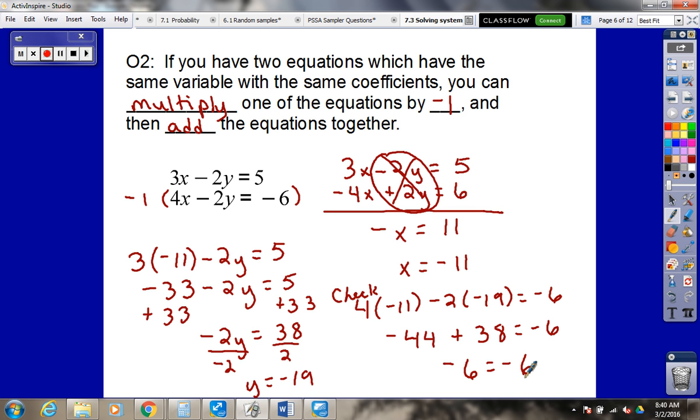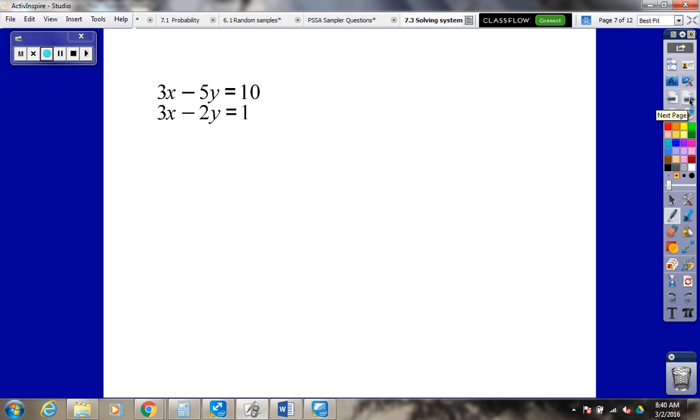Give you just a second to finish copying. Okay, second one. Brittany, we have some variables with the same coefficient, so what are we going to do? Okay, which equation do you want to multiply by negative 1? Bottom, okay. So let's just rewrite the top just so that we can add them together easily. Brittany, what do we get when we multiply that bottom equation by negative 1?